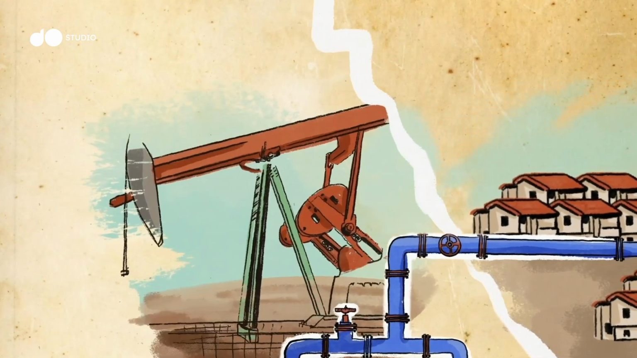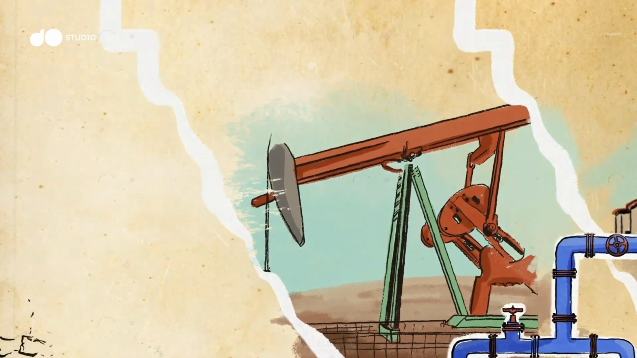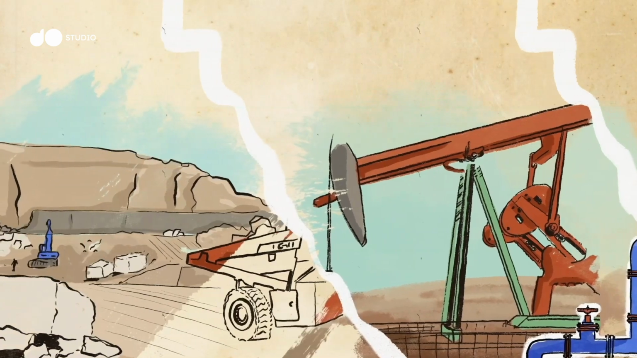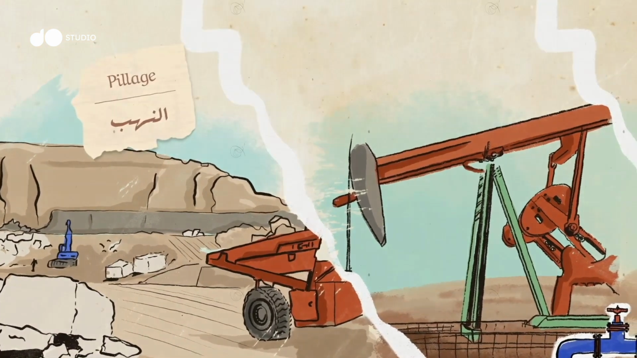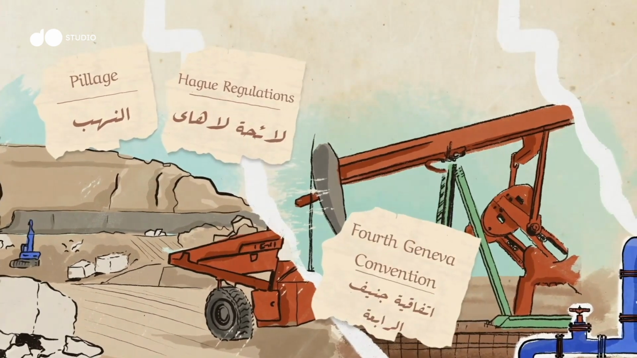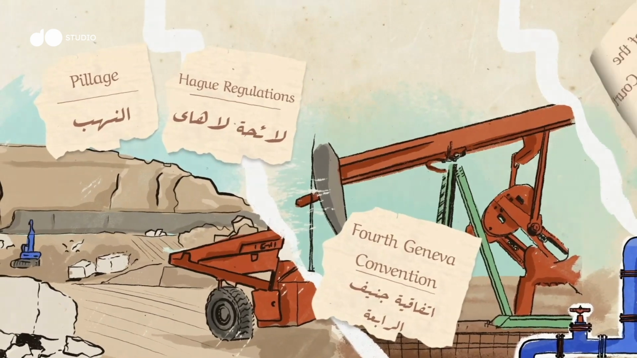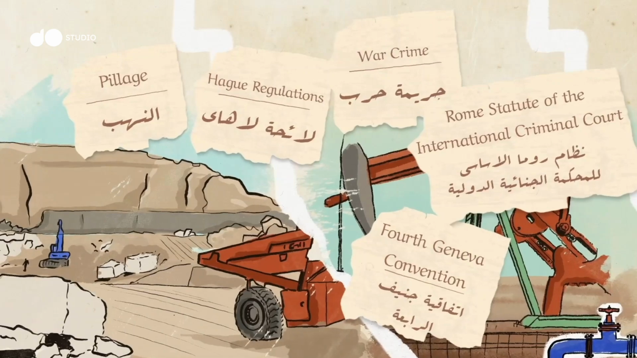In reality, lands are being confiscated for the benefit of the occupying state and its illegal settler colonial enterprise in the occupied territory. Such unlawful appropriation of property and exploitation of natural resources by Israel amounts to pillage, which is prohibited by both the Hague Regulations and the Fourth Geneva Convention, and is a war crime under the Rome Statute of the International Criminal Court.